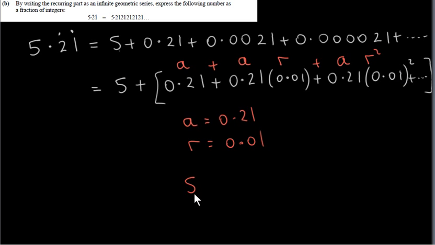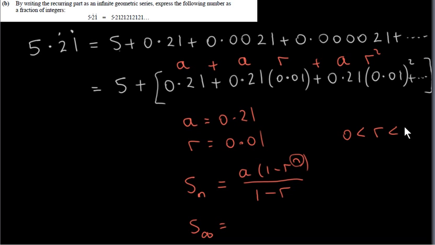Now we need the sum to n of a geometric series. We saw that in the first part. It's a times (1 minus r to the power of n) divided by 1 minus r. The only thing here is that we're interested in an infinite series, so we're interested in the sum to infinity. So what happens as n goes off to infinity? Well, we see that r is a number that lies between 0 and 1 for this geometric series. r is 0.01. So as we raise r to increasing powers, then r to the power of n will actually go to 0.